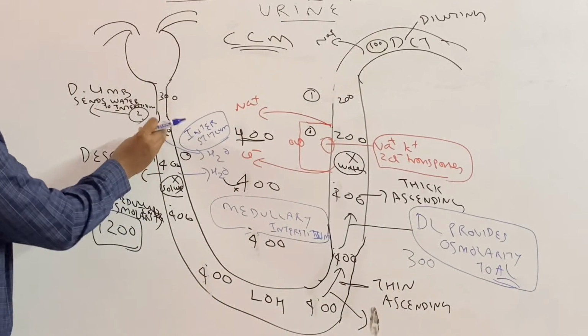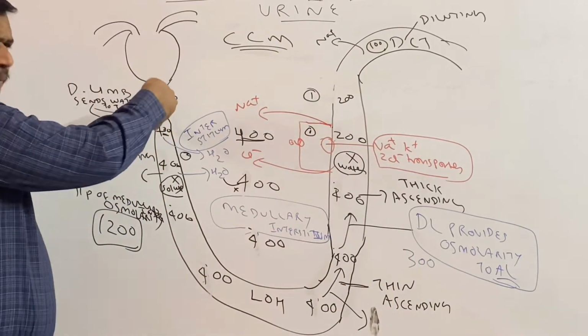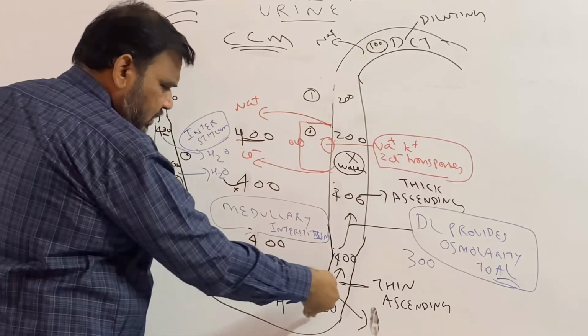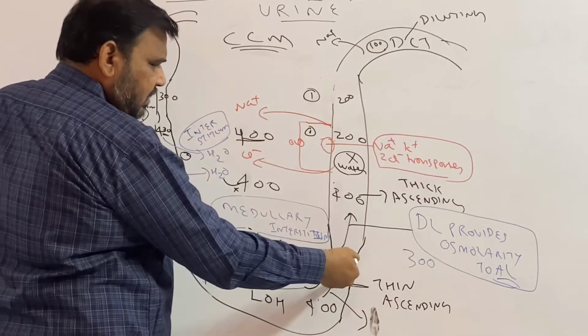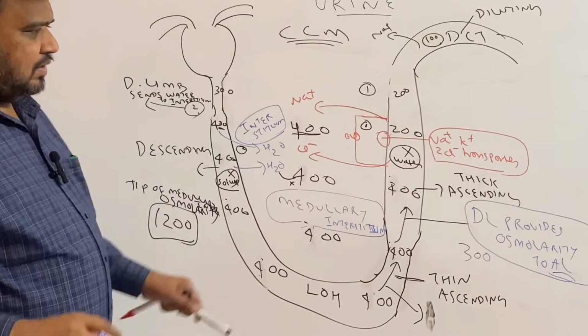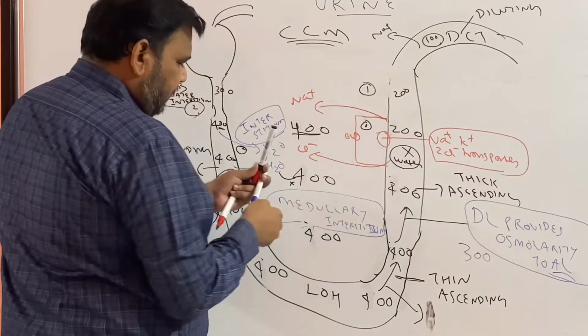See, in the descending limb, this 300 has become 400. What happens to the glomerular filtrate? It has to come through the loop of Henle, that is the descending limb, then the thin ascending limb, then the thick ascending limb. So this 300 has now become 400. Now listen, what will be the next step? This 400, so from here what will happen?